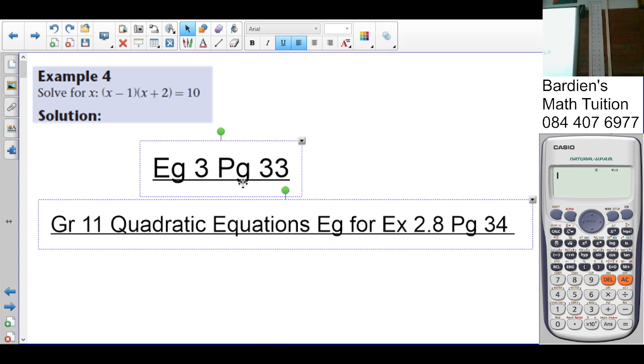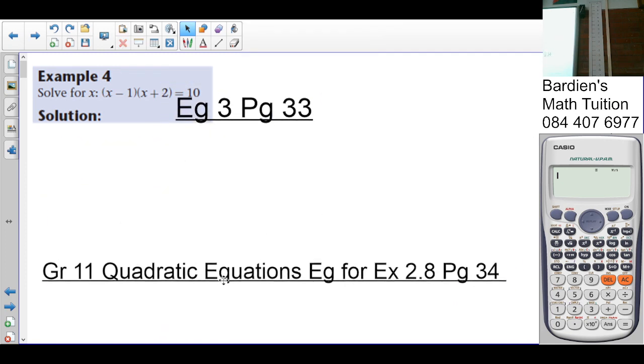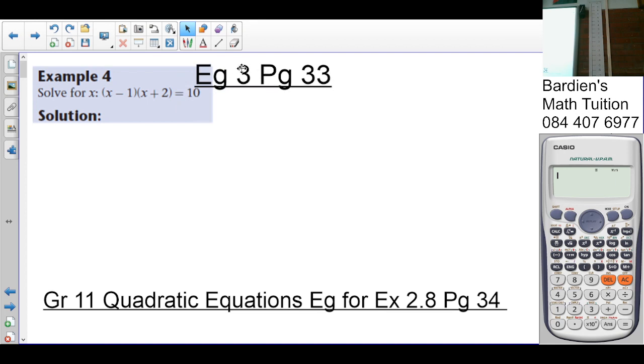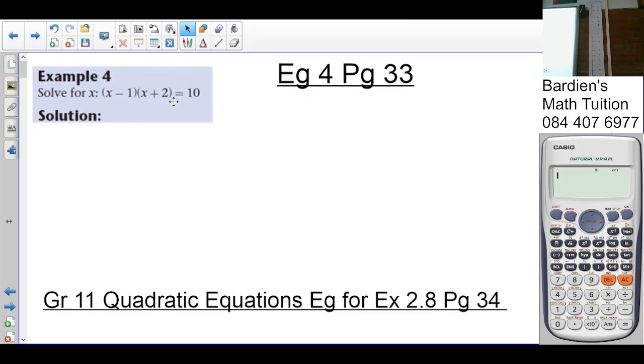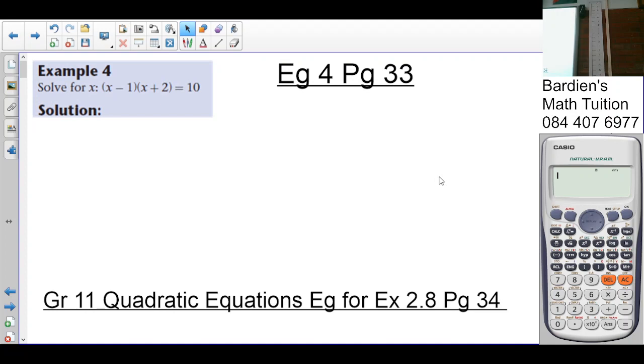Example 4. Example 4 is on page 33. So what do we have to do first here? Example 4 on page 33. What do we do first? Can we say that x minus 1 is equal to 10 and x plus 2 equals 10? No. So what do we do? Get rid of the brackets, multiply out.